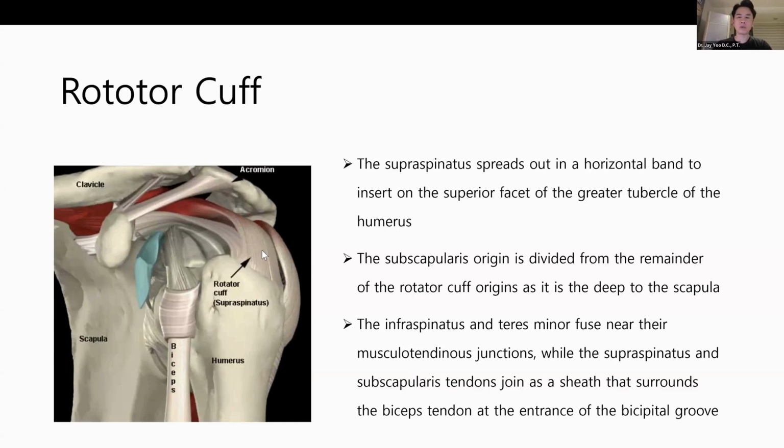The subscapularis origin is divided from the remainder of the rotator cuff origin as it is deep to the scapula. The infraspinatus and the teres minor fuse near their musculotendinous junction, while the supraspinatus and the subscapularis tendon join as the sheath that surrounds the biceps tendon at the entrance of the bicipital groove.